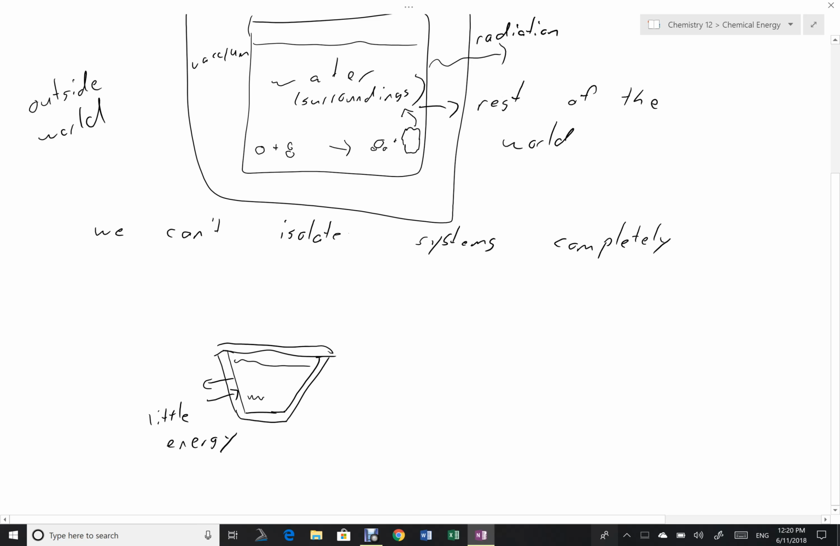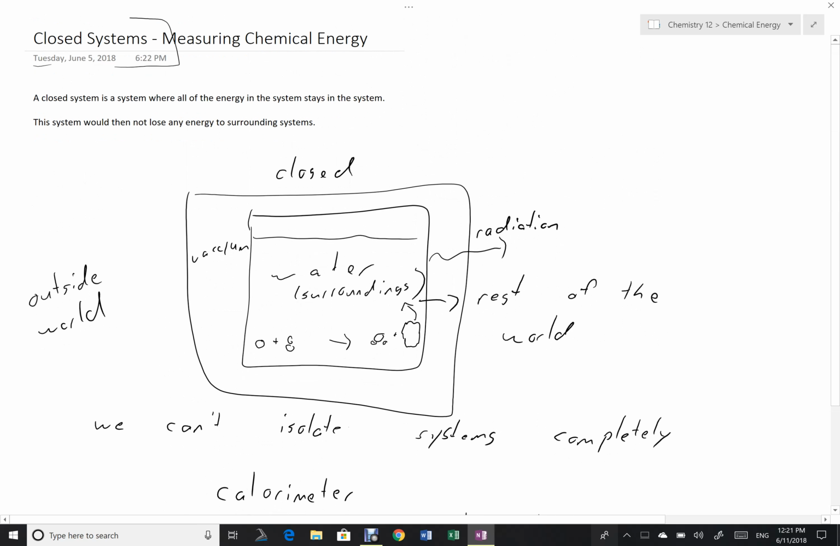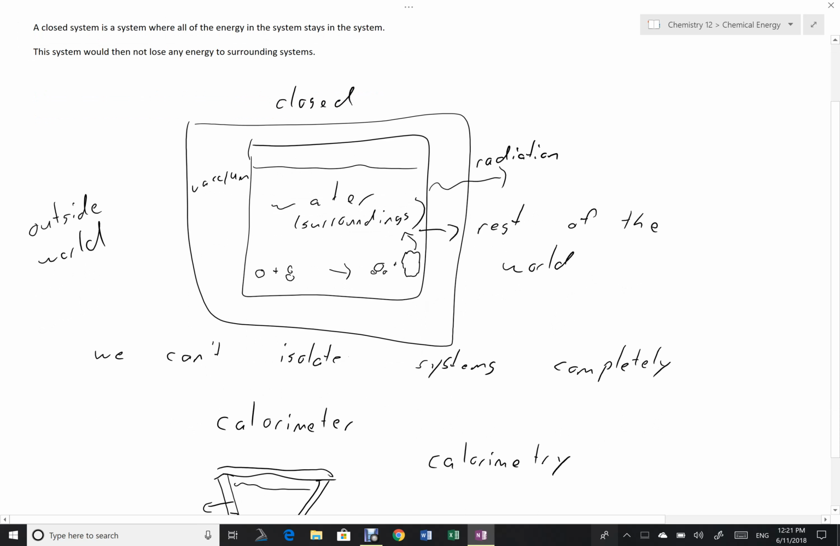This device, where we try to keep it as isolated or closed from the outside world, is called a calorimeter. I should have looked up how to spell this first. Something like that. And this type of measurement is called calorimetry. The old unit for chemical energy is the calorie. So calorimeter, calorimetry, where we measure it. If we have a completely closed or isolated system, and remember that never really happens, so this is a source of error in all of our experiments.